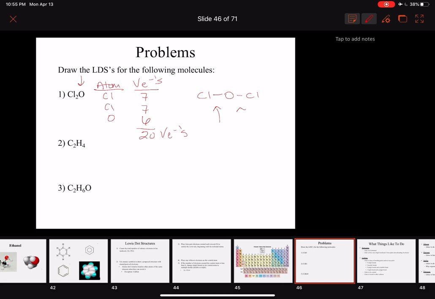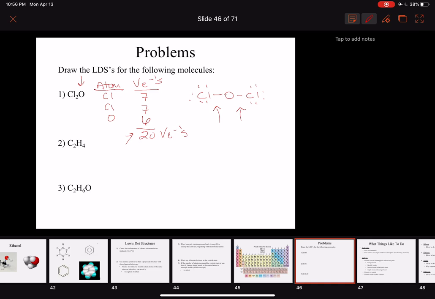2, 4. Because remember, for each of those single bonds, you've got 2 electrons there. So you have 2 bonding electrons. So 20 minus 4 is 16. We've got 16 left over to use. So 2 and 4 from the bonding electrons, 6, 8, 10, 12, 14, 16. So now we've used up 16, so we've got 4 left over.